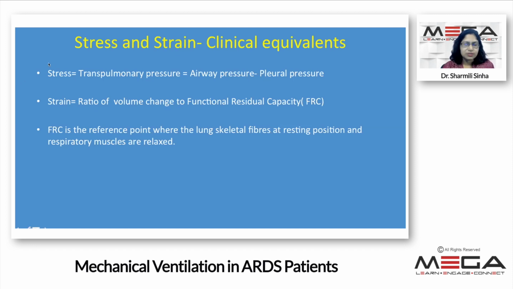So what is stress? It is the transpulmonary pressure. And how is it measured? It is the airway pressure minus the pleural pressure. The other one is the strain. Now, what is strain? It is the ratio of volume change to functional residual capacity. So when air is forced into the lung alveoli by positive pressure during inspiration, the volume of the alveoli changes. This extent of change in the shape of the alveoli compared to the previous shape, this ratio, is essentially called the strain.